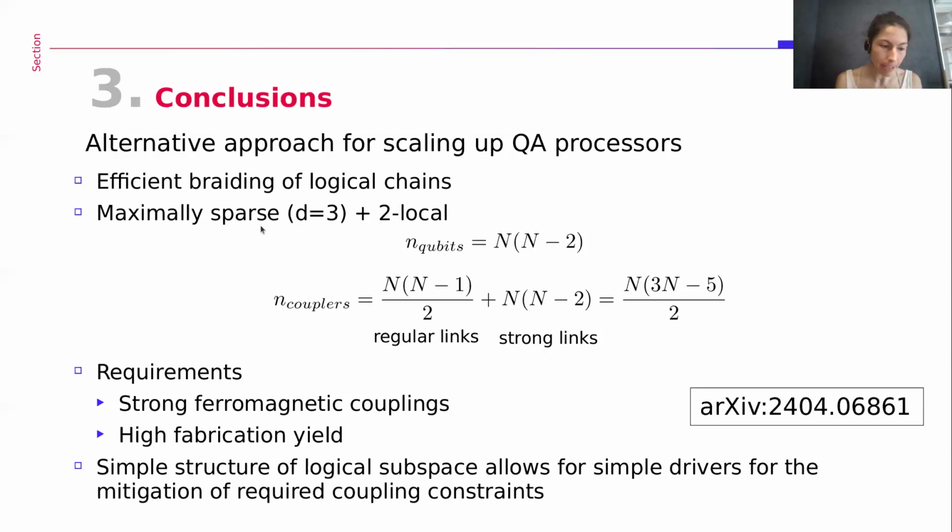This graph that is generated is maximally sparse, and it's also very local. But it has the downside of requiring a perfect fabrication yield, which is not a technology that we have just yet. And also, again, as any other embedding strategy, requires strong ferromagnetic couplings. Yeah, the number of qubits scales as n squared, as does the number of couplers. And also, we think it's nice that the simple structure of the logical subspace allows us to think of simple driver Hamiltonians to try and mitigate the scaling of the coupling constraints.